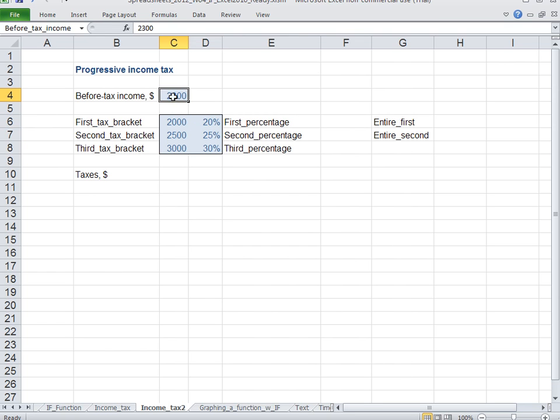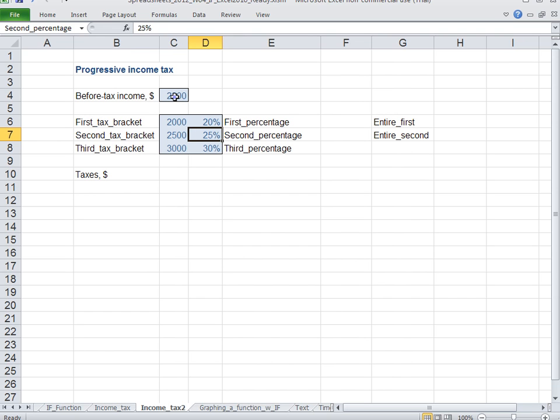But now let's say that your income was 2,800. In that case, you had to pay 20% on the entire range from 2,000 to 2,500. And then on the amount that you were over 2,500, on that $300 by which you were over, you had to pay 25%, which was a higher percentage. So you were in that tax bracket.